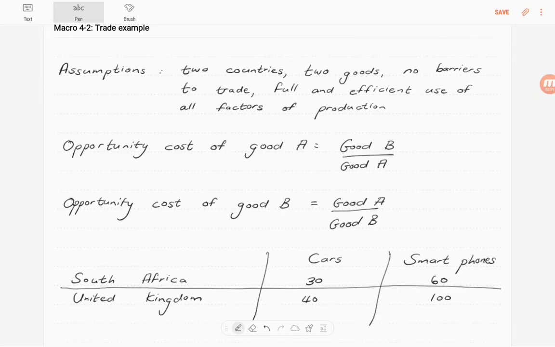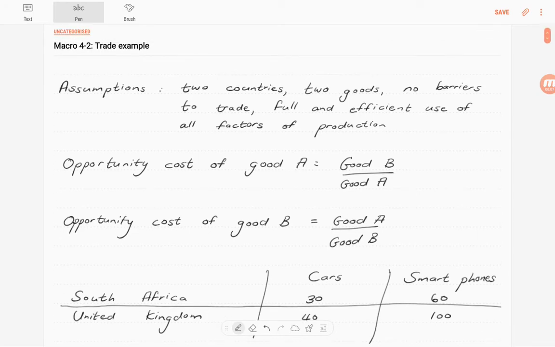In this video, we will look at an example of trade. For our example, we make the following assumptions. There are only two countries, two goods, there are no barriers to trade, and both countries fully and efficiently use all of their factors of production.